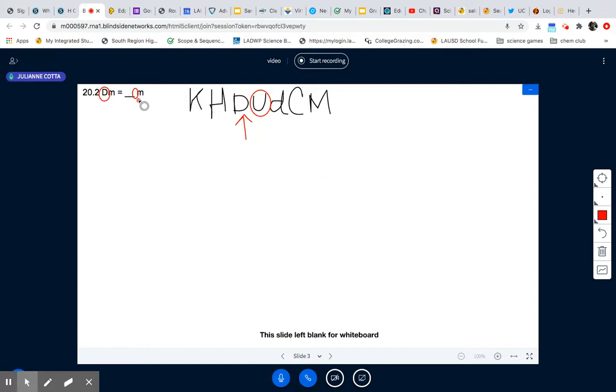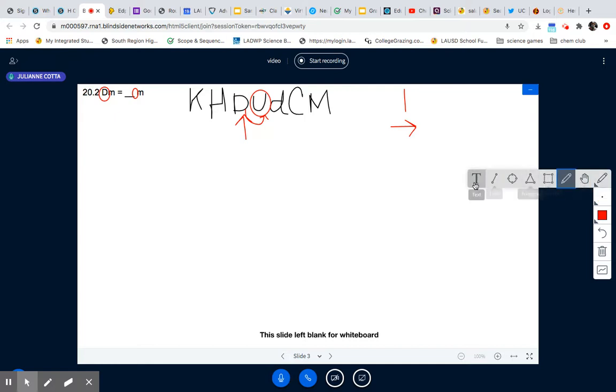Okay, if there's no prefix, so if there's just a G by itself, if it's just an L by itself, then that means it's the unit. And so I want to count how many spaces it takes to get from the D to the U. Well, we only need one single space. So one space to the right.